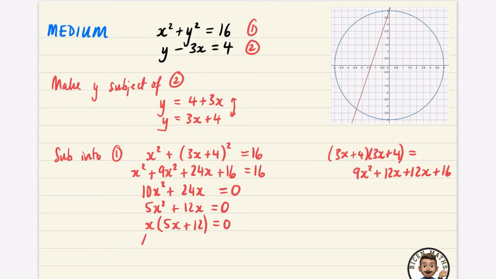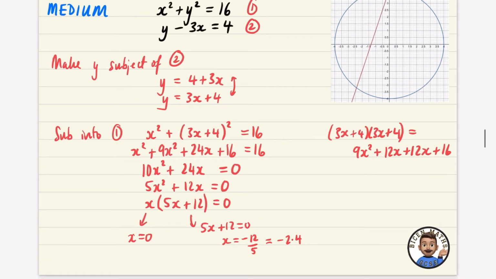This tells me two things. Either x is equal to 0, or we have 5x plus 12 equals 0. Now if 5x plus 12 equals 0, that means that x is going to be equal to minus 12 over 5. And minus 12 over 5, you can check this on a calculator, is just going to be minus 2.4. All we need to do now is figure out what y is equal to.